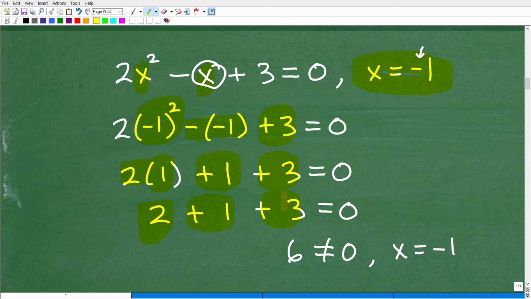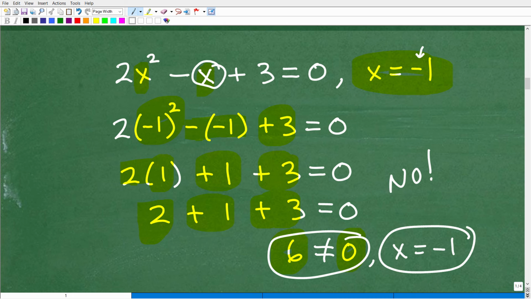You can see this is not looking good. So I have 2 plus 1 plus 3. That is a total of 6. Is 6 the same thing as 0? Is the left-hand side equal to the right-hand side? The answer is no. 6 is not equal to 0. Therefore, x equals -1 is not the solution.